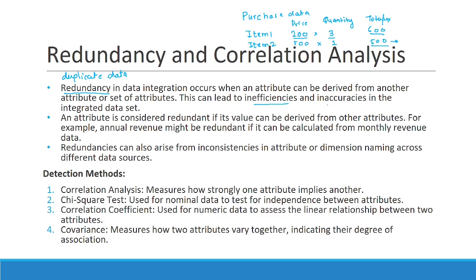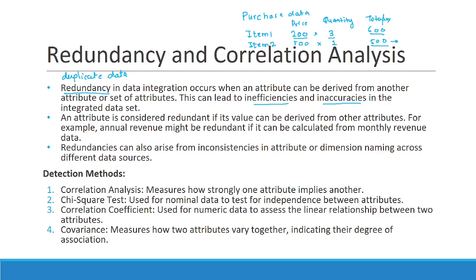And your data will not be correct then, because there is no need to store that data itself. So it is good to remove those redundancy in the data. We say an attribute is redundant if its value can be derived from other attributes.